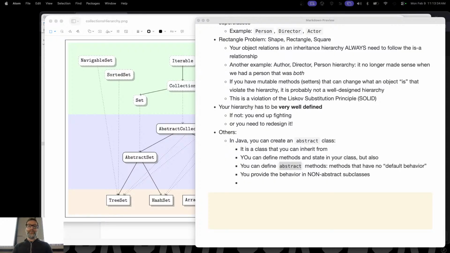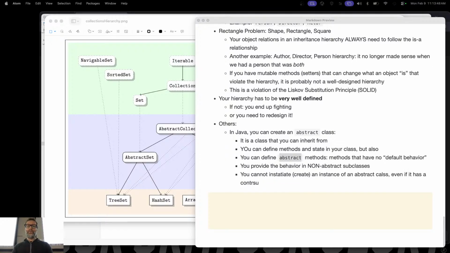And as a consequence, you cannot instantiate, that is create, an instance of an abstract class, all right? Even if it has a constructor. In fact, it should have a constructor, but you can't call it. I mean, you can call it, but it'll be a compiler error.